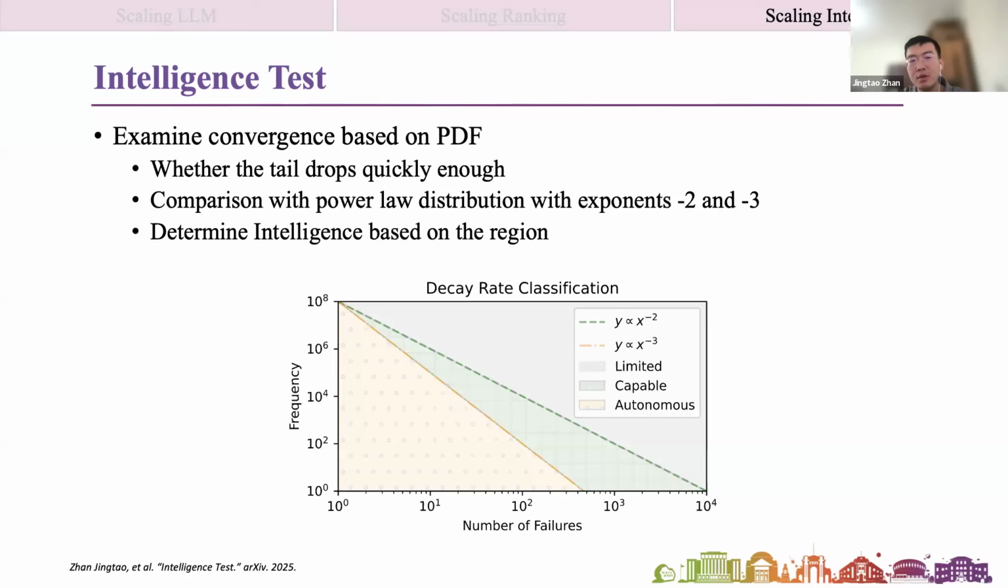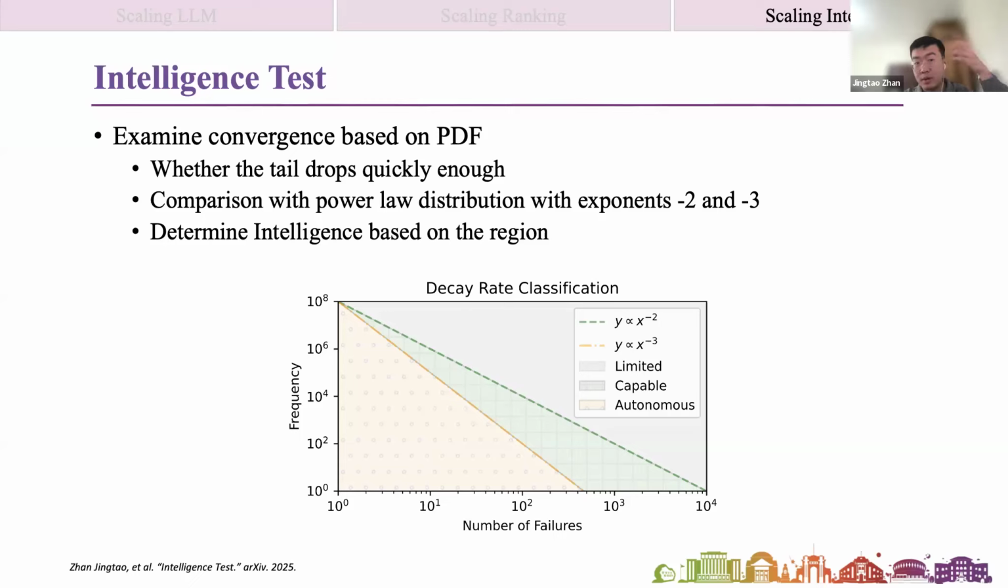So how do we, given the failure count, classify it into the 3 levels? We can use a power law reference to classify it. We can examine the convergence based on the probability density distribution of the failure count. Whether the expectation and the variance converge depends on whether the tail drops quickly enough. If the tail drops quickly enough, the expectation and variance will converge. For example, for a Gaussian distribution, the expectation and variance are both convergent.